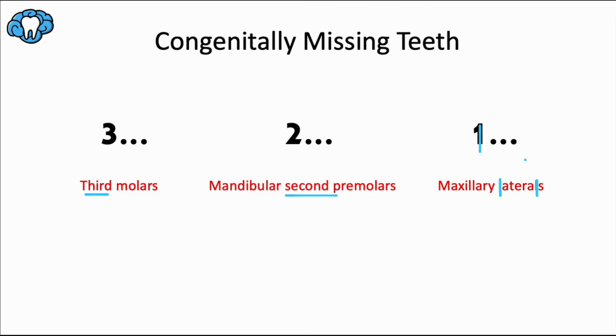By the way, the most common congenitally missing primary tooth, which is very rare, is the primary maxillary lateral. So this one shows up again when we're talking about the primary dentition.